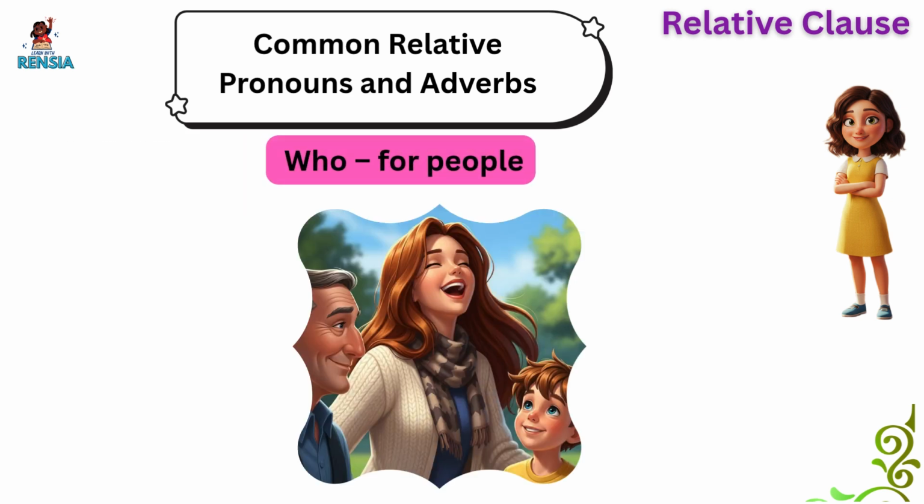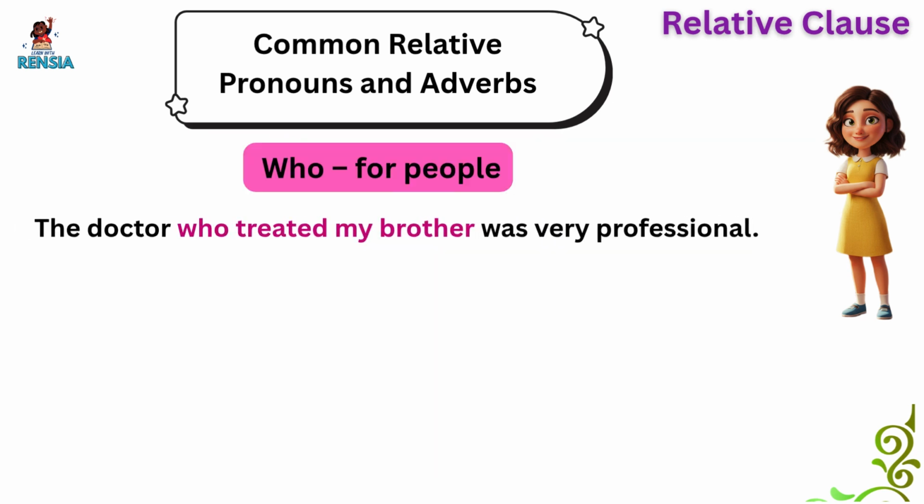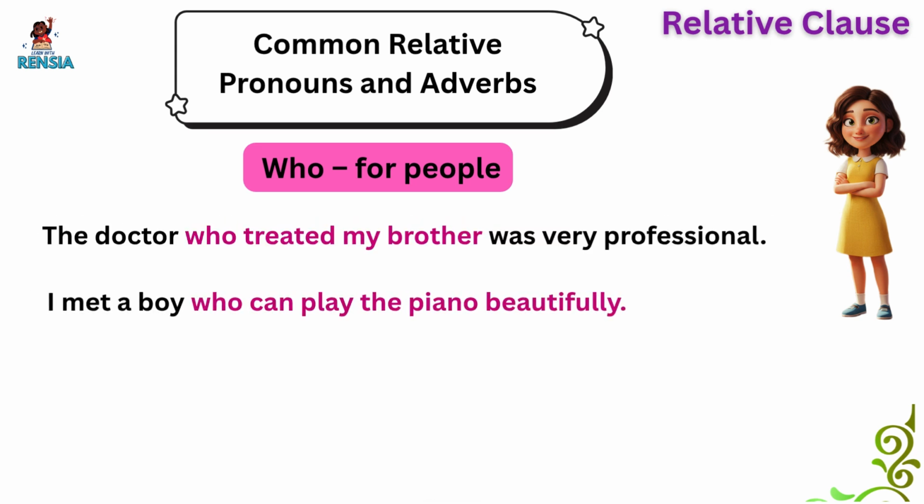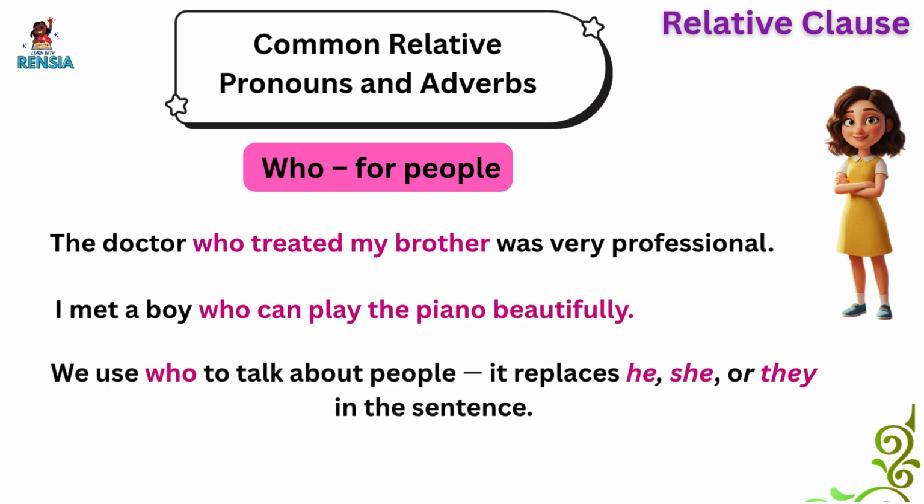Who, for people. The doctor who treated my brother was very professional. I met a boy who can play the piano beautifully. We use who to talk about people. It replaces he, she, or they in the sentence.